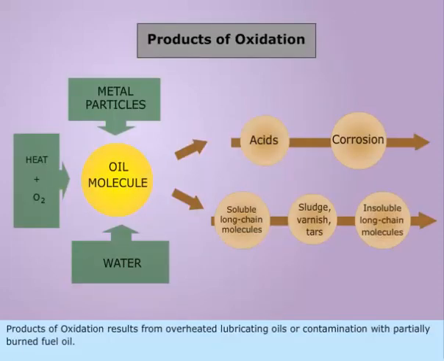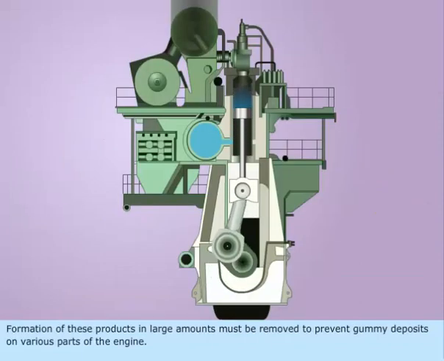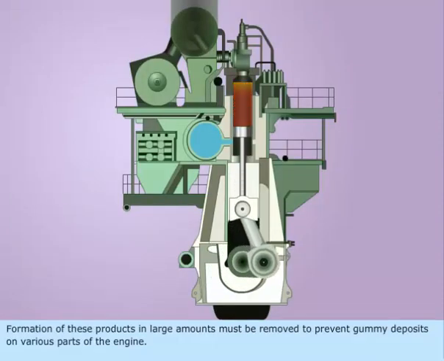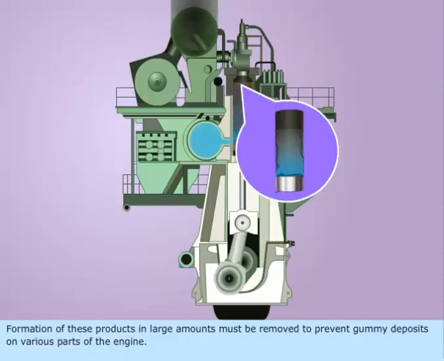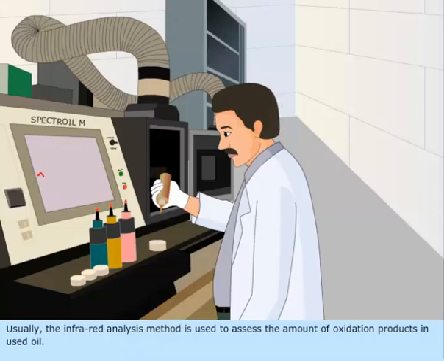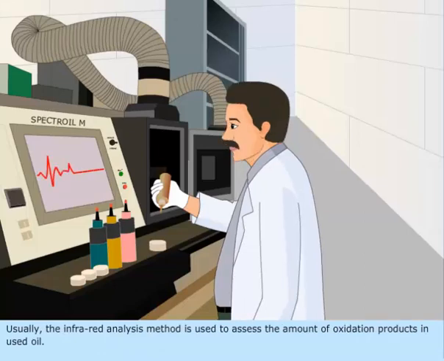Products of oxidation result from overheated lubricating oils or contamination with partially burnt fuel oil. Formation of these products in large amounts must be removed to prevent gummy deposits on various parts of the engine. Usually, the infrared analysis method is used to assess the amount of oxidation products in used oil.